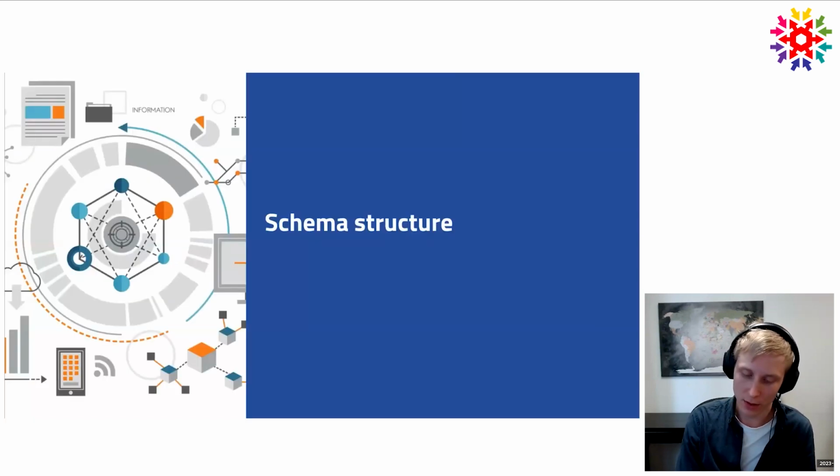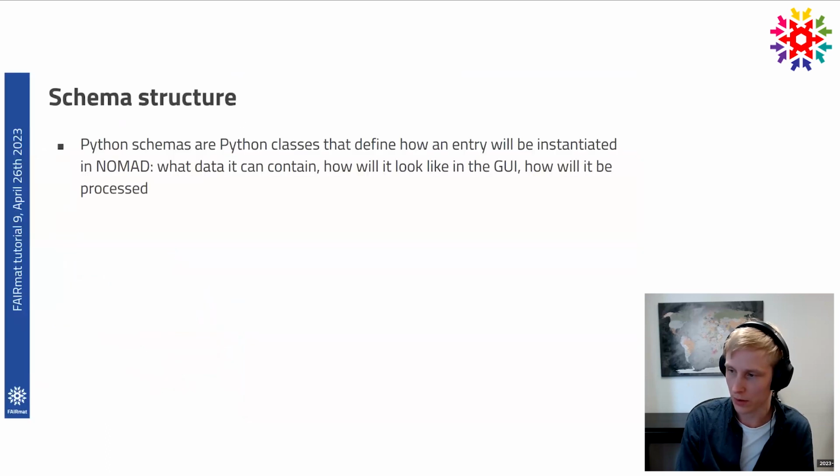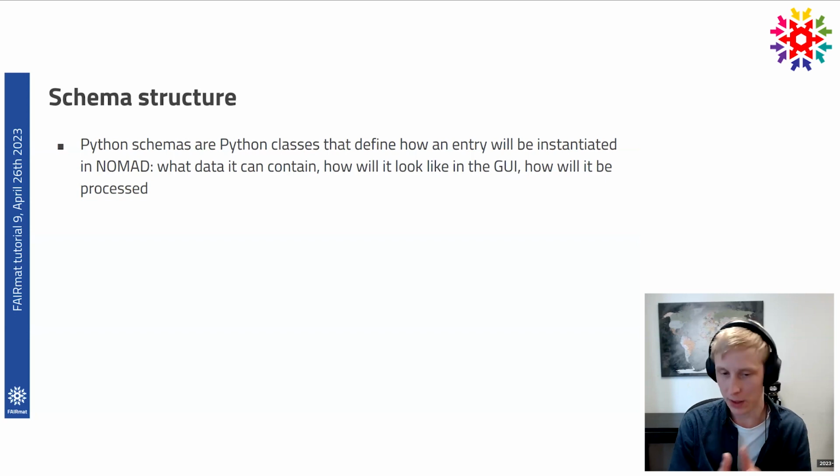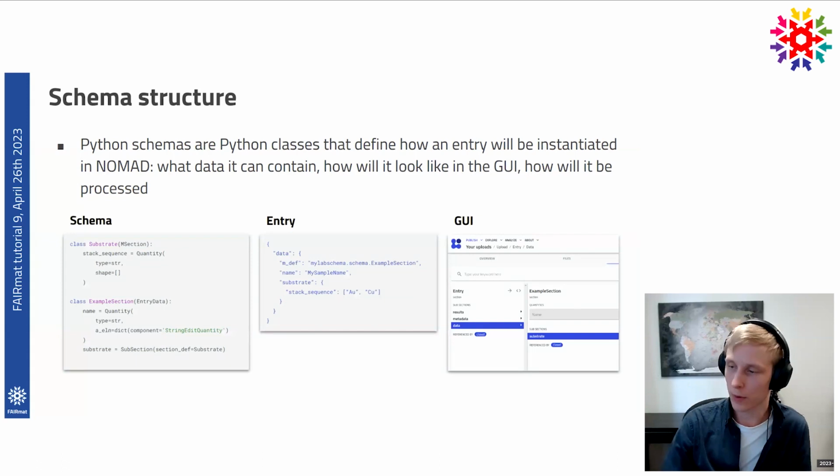And now let's take a look at what the schema structure actually looks like. Marcus already covered this pretty extensively, so we're going to go over it again as a recap. Essentially, these Python schemas are just regular Python classes that define how an entry will be instantiated in Nomad. They define what kind of data it can contain. They can also define how these entries will look in the GUI to some degree, and how they will be processed.